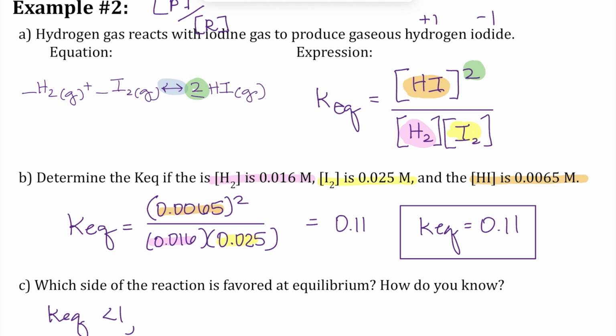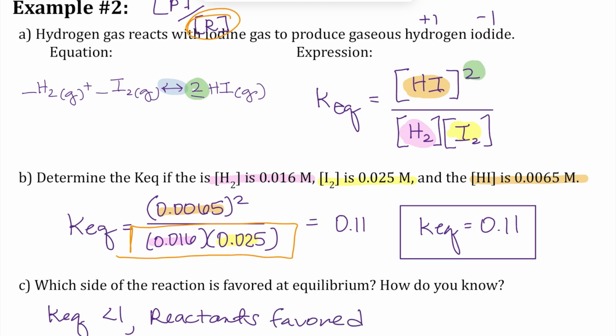And so again, our reactants are favored, because to get a number less than 1, it means that whatever's in the denominator, there's more of, and that is our reactants. So reactants are favored at equilibrium with those concentrations, meaning we would see a higher concentration of hydrogen and iodine gas when we are at equilibrium than that HI.